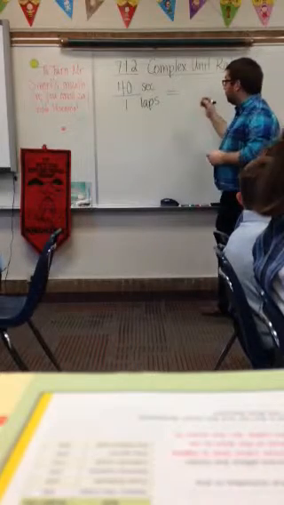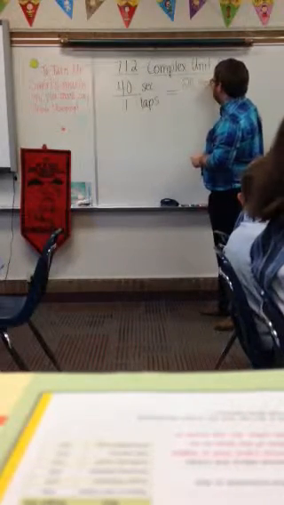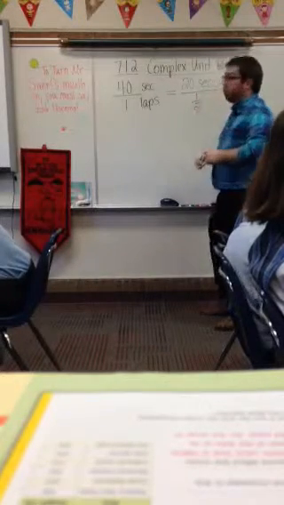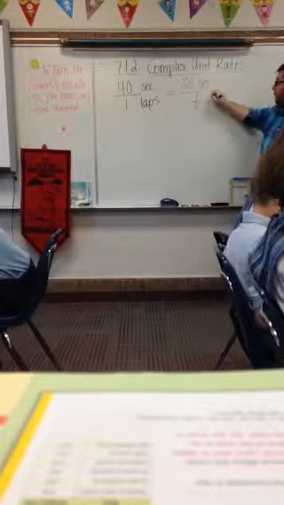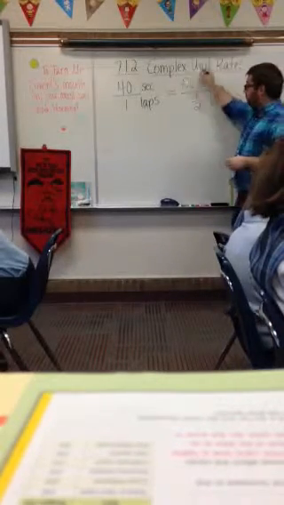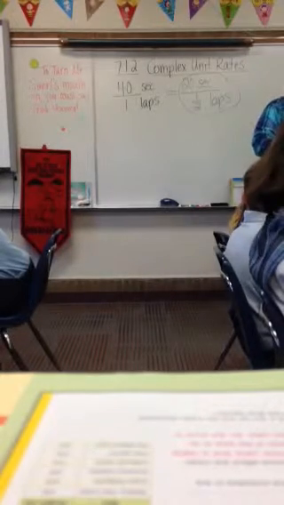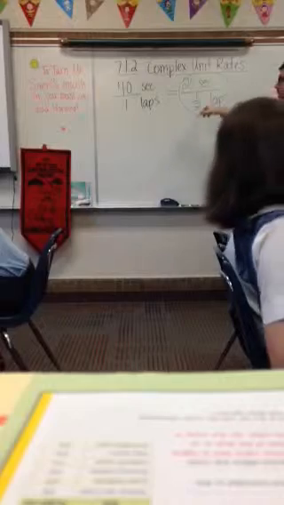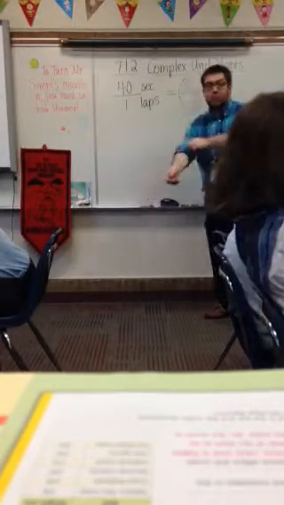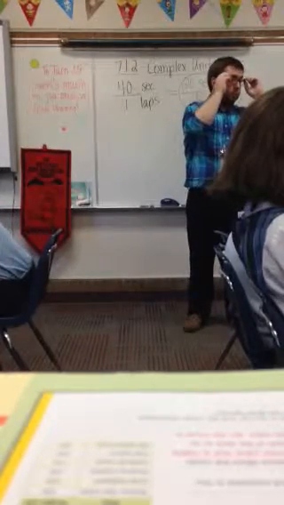20 to 0.5. Okay, I would like you to keep it in fractions. 20 to 1/2. 20 over 1/2. Okay? So this right here is what we call a complex unit rate. It has a fraction as either the numerator or the denominator. Okay?